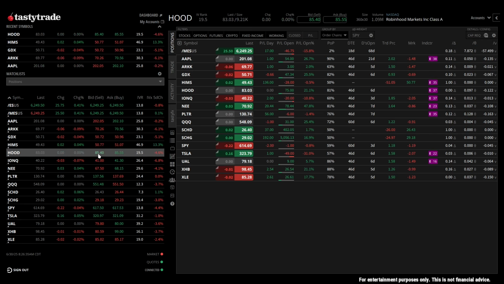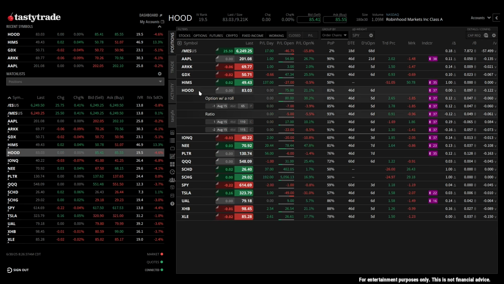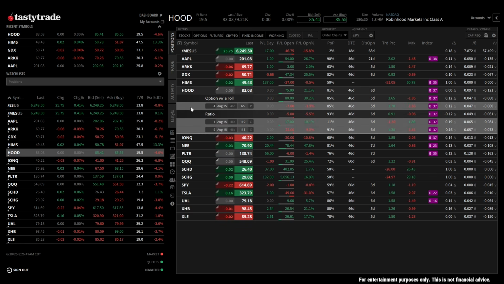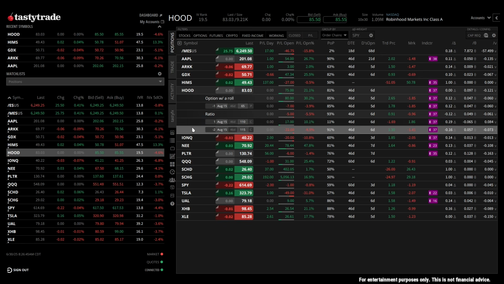It's going to open up $2.50. Wow. Please tell me I have short puts in this. I have one short put and then a call ratio spread. The call ratio spread is not going to like that move of $2.50 up.